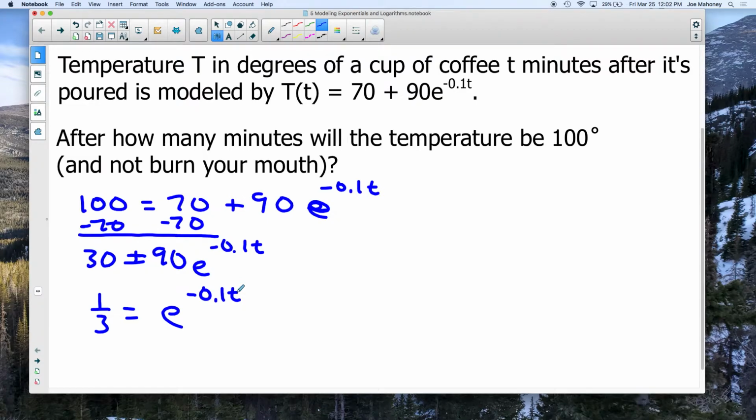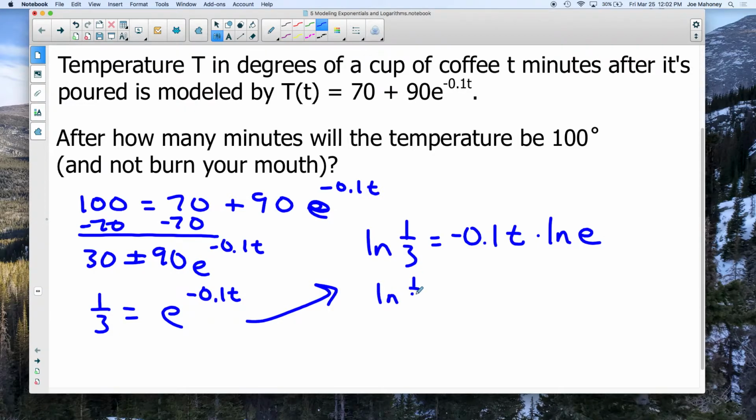And now we've got to get rid of that exponential function, so we'll take the log of both sides. Since we're in e, I'm going to use the natural log. So I'll do the natural log of 1/3 equals, bringing my exponent down, negative 0.01 times t times the natural log of e. But we know the natural log of e goes to 1. So then what we're really getting is that the natural log of 1/3 is just equal to negative 0.01 t.